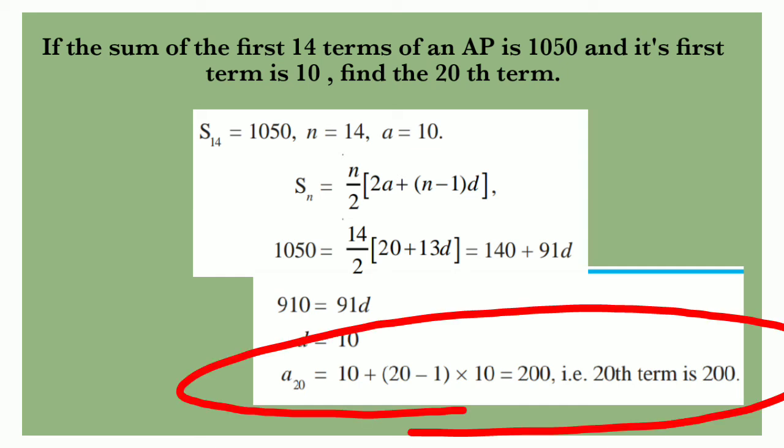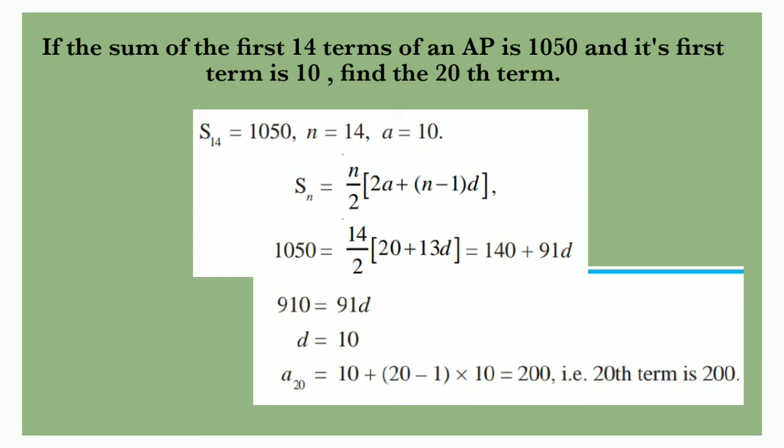So a plus (n minus 1) into d: a is given as 10, d is also 10, and n is 20. So a20 is equal to 10 plus (20 minus 1) into 10, that's equal to 200. That means the 20th term of the given AP is 200.